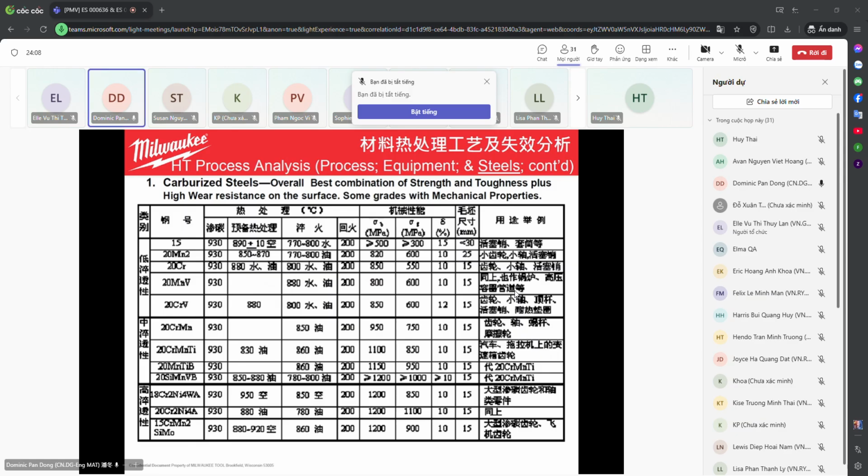Here again, this table just gives us a very rough process setting for heat treating. Overall, we can say for the steels, we have to heat the parts to above 800 Celsius and hold for maybe 4 hours. Then we can quench them in oil. Commonly, we use quenching oil, and we can get different kinds of mechanical properties.